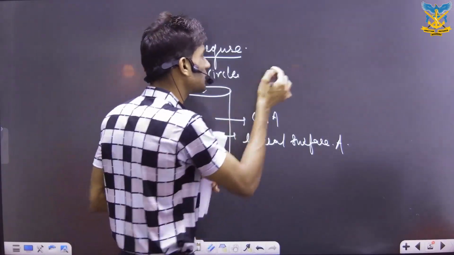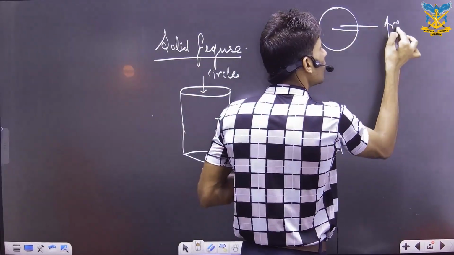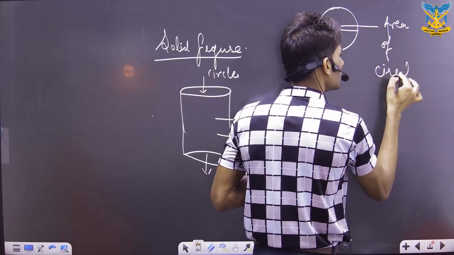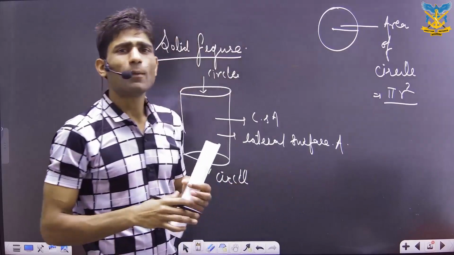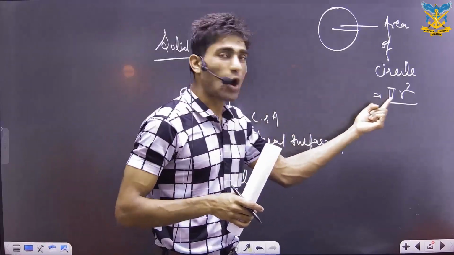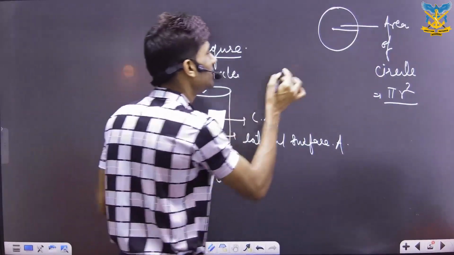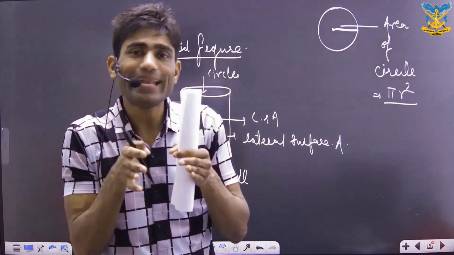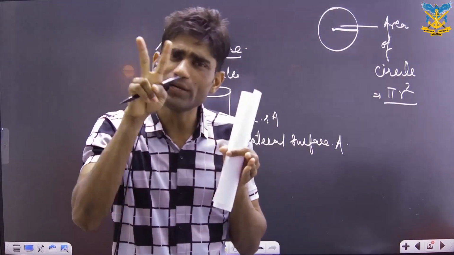Now let me explain with the circle. We know that the area of a circle is pi r squared. Pi is 22/7 or 3.14, you can take either value. Pi is a constant, and r is the radius of our circle, the distance from here to here. Now we can see the cylinder is related to the circle, but a circle is a two-dimensional figure.